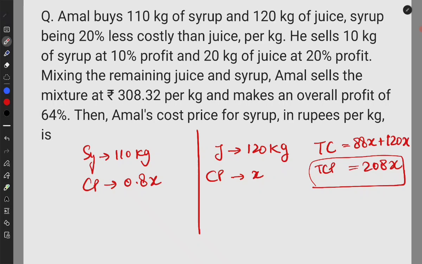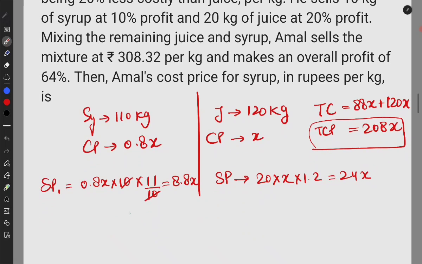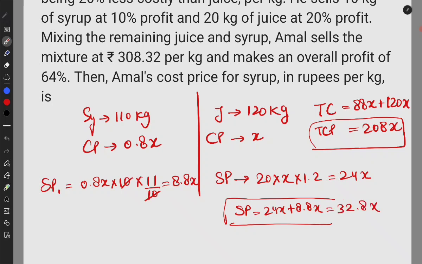He sells 10 kg of syrup at a profit of 10%. So 10% profit means SP is 0.8x into 10 into 1.1, or 11 by 10. This got cancelled out. It will give us 8.8x. So he will sell that 10 kg of syrup for 8.8x. Now 20 kg of juice at 20% profit. So its selling price will be 20 kg of juice into x into 1.2. That is at 20% profit. It will be 24x. So this combined selling price for now is 24x plus 8.8x. This will give us 32.8x.